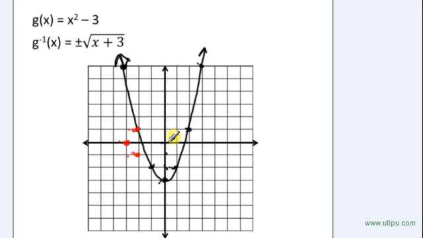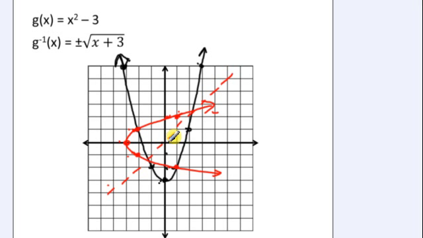Let's do a few more points. 2, 1 would flip to 1, 2. Whoops, not there, right over there. And negative 2, 1 would flip to 1, negative 2 down here. And we can see, just connect those points, we get our parabola sideways. And once again, you can think of the y equals x line being the line of reflection, and you can see how that lines up.